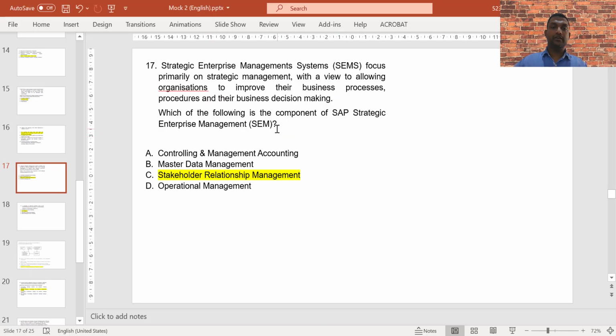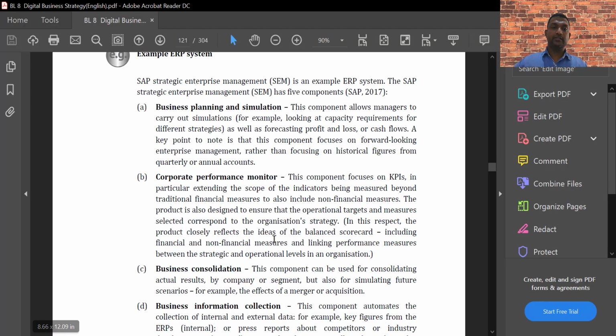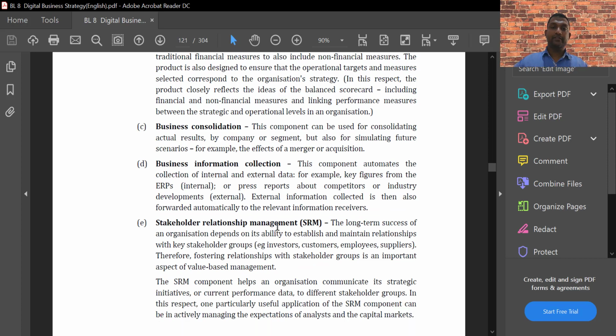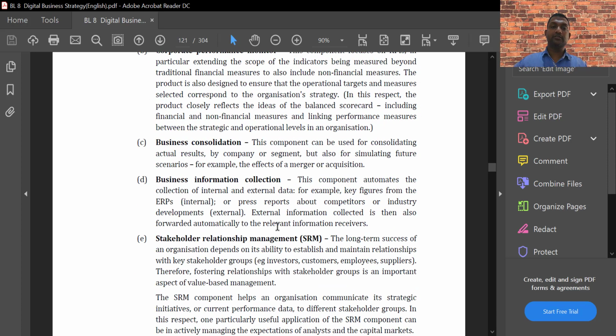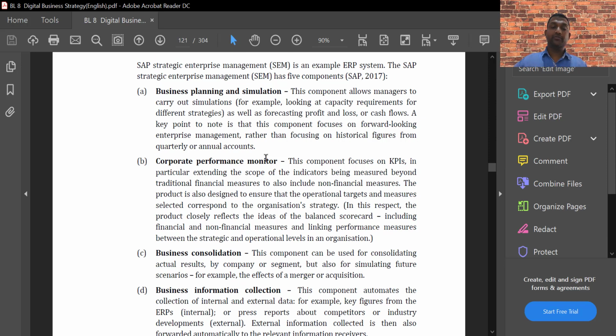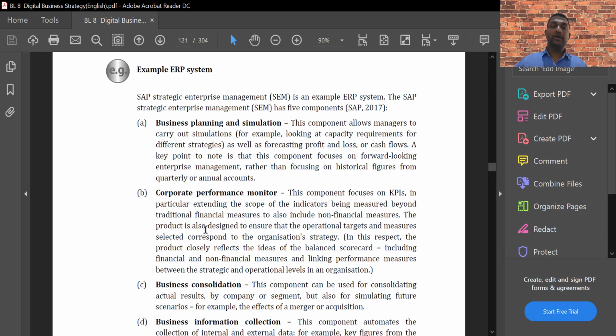So if we really look at the components of a SAP strategic management system, the 4 answers given: controlling and management accounting, master data management, stakeholder relationship management, operational management. So you can see in the 5 components, the strategic 5 components are stakeholder relationship, business information collection, business consolidation, corporate performance monitoring, and business planning. So all are related to strategic actions.